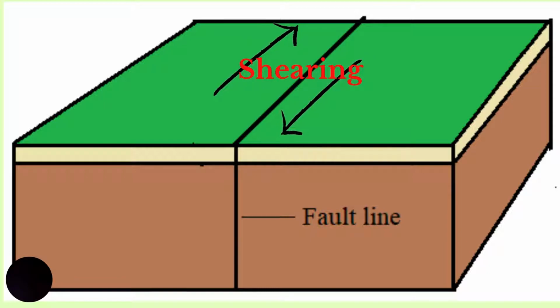Now, if the fault line, instead of being slanted, is vertical, and the stress that is acting on the rocks is shearing stress, then the slip is going to occur along the strike instead of along the dip. That is, the movement is going to be horizontal. Notice that when the fault or the crack is vertical, we no longer talk about the footwall and the hanging wall.